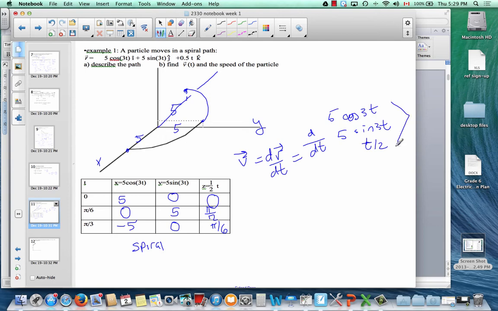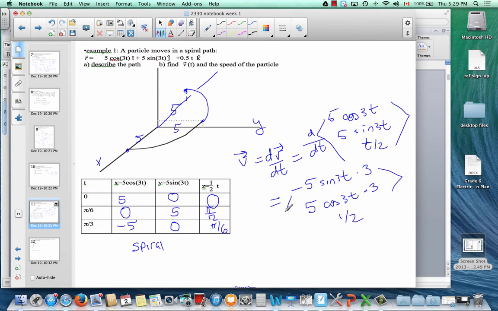And then I'll just write this like that. So that's another way of writing the ijk. This is like a vector notation. So 5 comes out of the derivative. The derivative of cos 3t is minus sine 3t. But then you have to multiply by the derivative of the argument, times 3. Here we go, the d/dt of 5 sine 3t, you pull out the 5, derivative of sine is cosine, but then again you have to multiply by the derivative of the argument, that gives you times 3, and then the derivative of t over 2 is just a half.